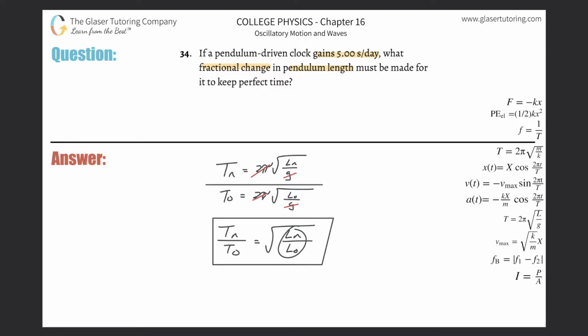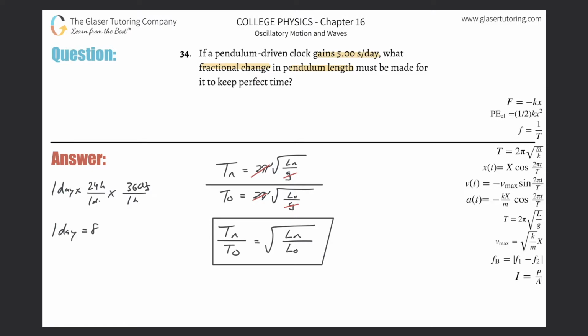What is important, in order to figure this out, is that we need to know the relationships between the periods. So what they tell us is a pendulum-driven clock gains 5 seconds per day. So first thing is, how many seconds are there in a day? How would we do that? Well, we would simply take the day, multiply it by 24 hours in one day, and then multiply it by 3,600 seconds in 1 hour.